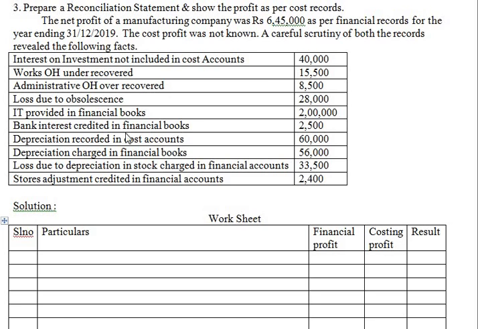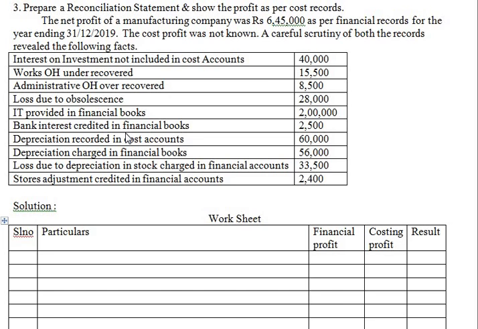Interest on investment not included in cost accounts. Works overheads under recovered. Administrative overheads over recovered. Loss due to obsolescence. IT provided in financial books. Bank interest credited in financial books. Depreciation recorded in cost accounts. Depreciation charged in financial books. Loss due to depreciation in stock charged in financial accounts. Stores adjustment credited in financial accounts.